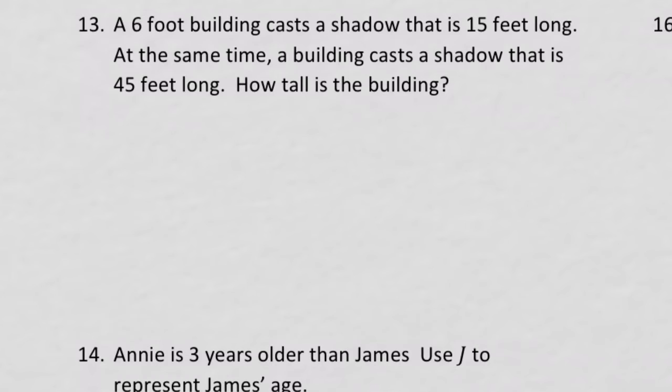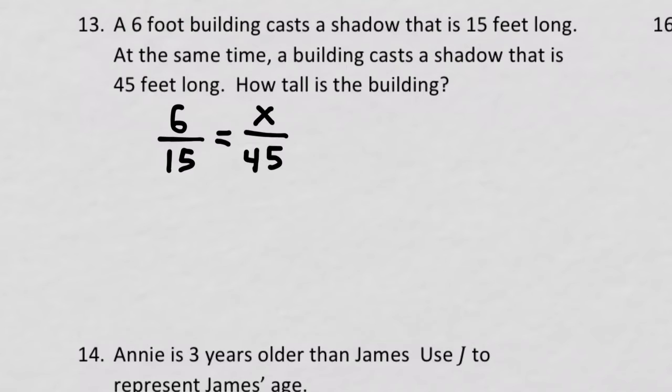Okay, look how they gave me 3 different quantities. So first is a building and its shadow. Second is a separate building with a separate shadow. So I'm going to set up 2 ratios. First, the first building, 6-foot building with a 15-foot shadow. And I'm going to set it equal to the new building. We don't know how tall it is, so x. But we know its shadow is 45 feet. And there it is. Solve the proportion.